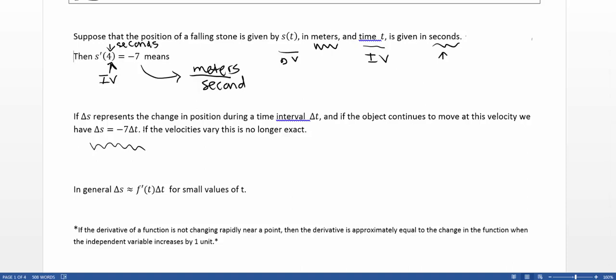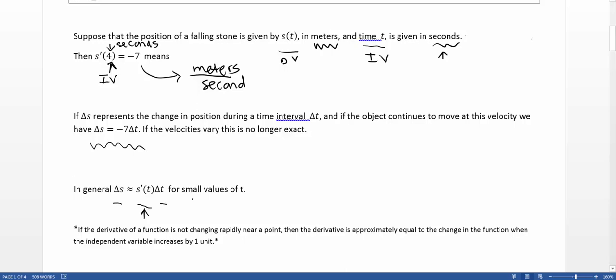So that means we can predict what the change in position is going to be by multiplying the change in time times -7, since that's the rate at which the object is falling. So in general, we can write the change in position is approximately the derivative at that certain time times the change in time for small values of t. So in general, our change in position is going to be approximately the derivative, or the rate of change at which something is falling or moving, times the change in time for small values of t.